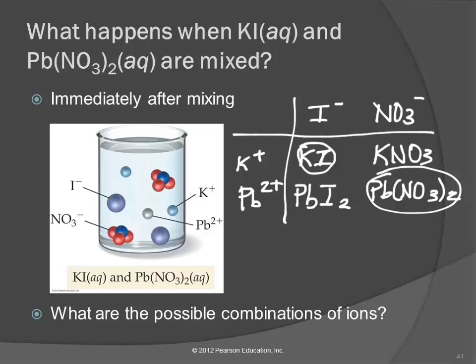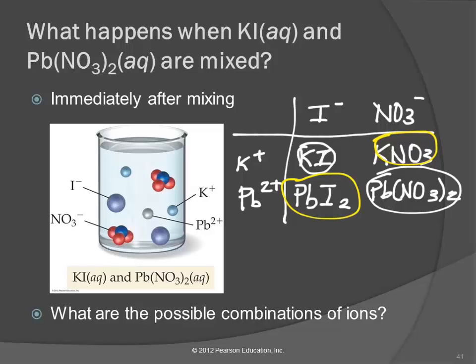So could those form a solid? No, because they were soluble. They were dissolved to start with. When we mix them together with something else, they're not going to suddenly become insoluble. They're still going to be soluble. So if we see a solid forming, it can't be one of those things. Those were the reactants. So the products must be these other guys. So this is a potential product, and this is a potential product.